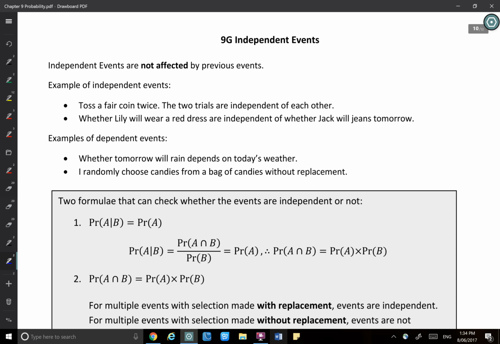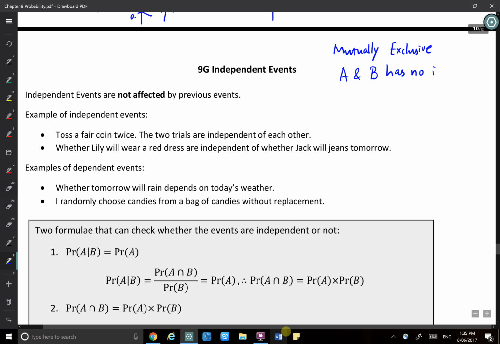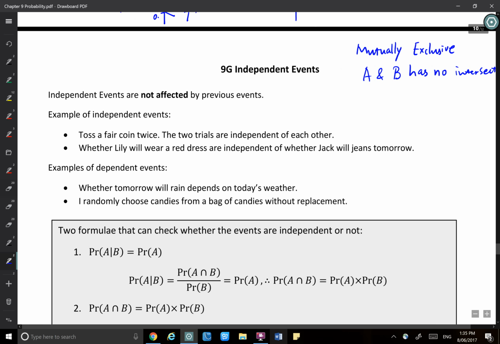Just before I start independent events, I want to ask you one thing. What are mutually exclusive events? What happens to the intersection? No intersection. So mutually exclusive means no intersection.